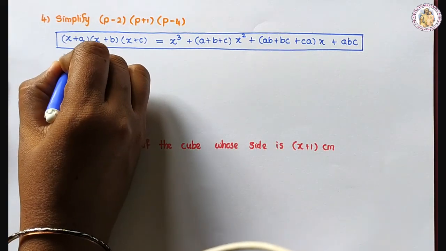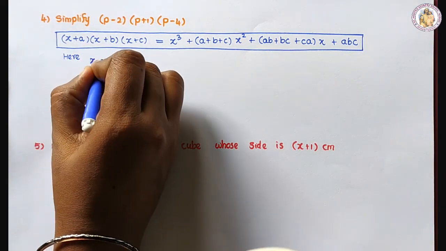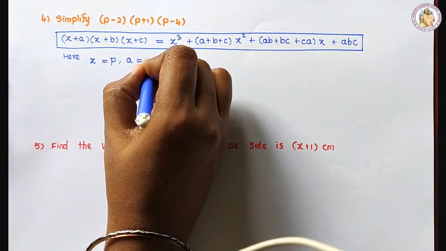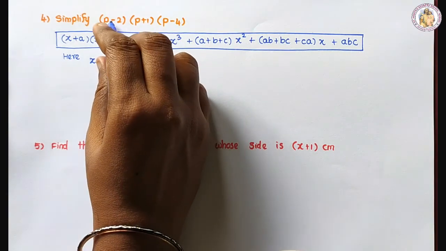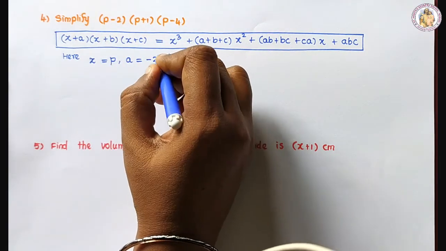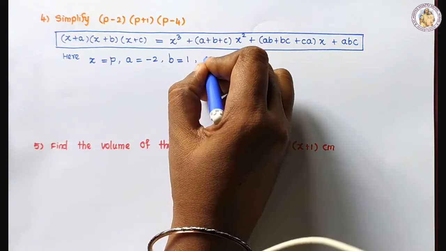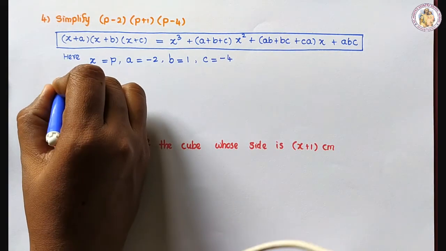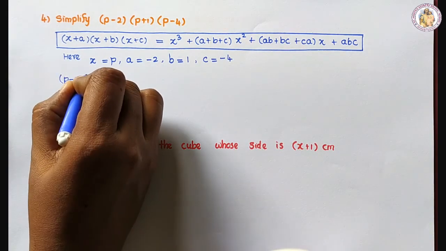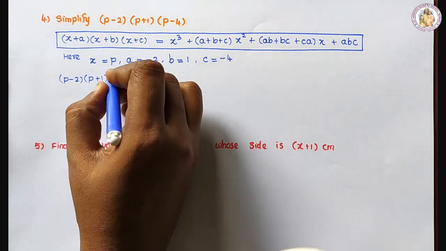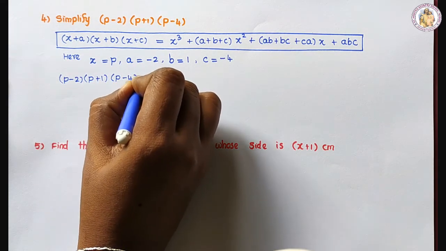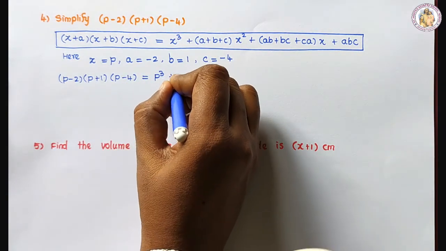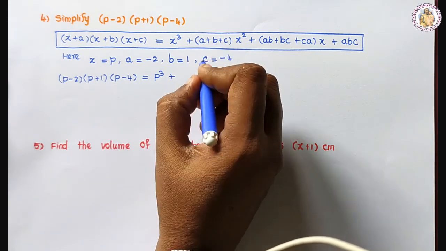Now write the values. x equal to p, and a equal to minus 2, take the numbers with the sign, and b equal to 1, c equal to minus 4. Substitute that p minus 2 into p plus 1 into p minus 4 equal to x cube, meaning p cube plus a plus b plus c.